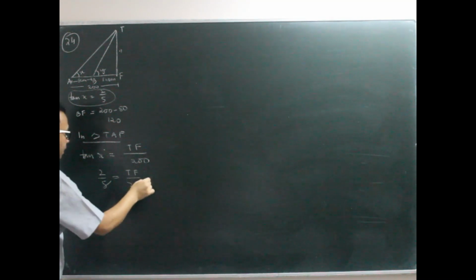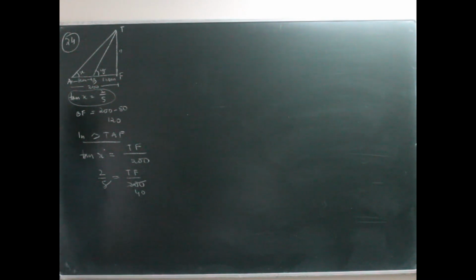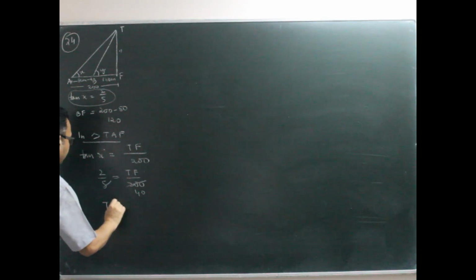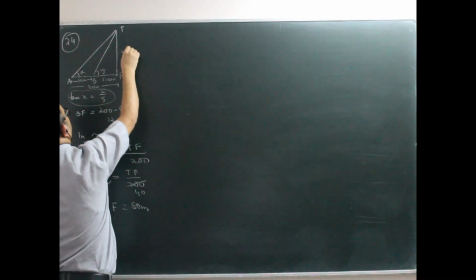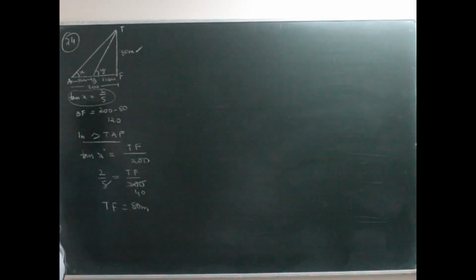For convenience, let me cancel it here only, 40 times. If you cross multiply, your TF is 80 meter. So there you are. The first part of the question came to 80 meter. This is the answer to question number 1.